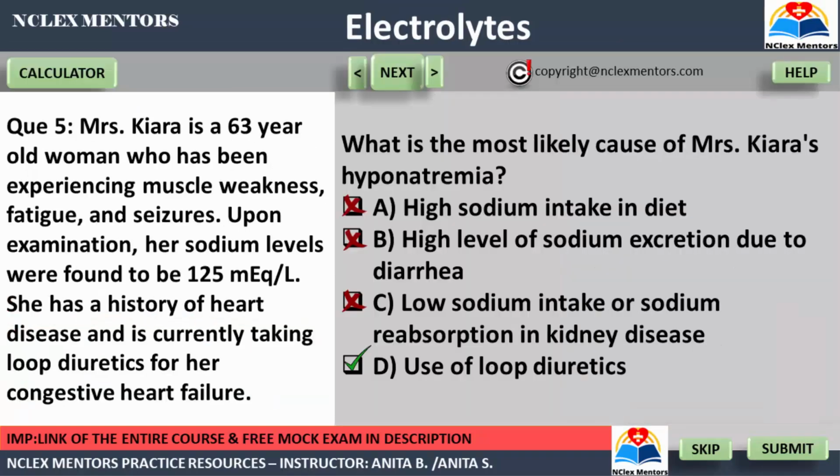Loop diuretics, such as the ones Mrs. Kiera is taking, can cause hyponatremia by promoting the excretion of sodium and water from the body. Other causes of hyponatremia include high levels of sodium excretion due to diarrhea, vomiting, or diuresis, low sodium intake or reabsorption in kidney disease, and certain medications and diseases such as Addison's disease and hypothyroidism. It is important for healthcare providers to carefully monitor electrolyte levels and adjust treatment accordingly in order to prevent imbalances and complications. Let us see another question for more practice.